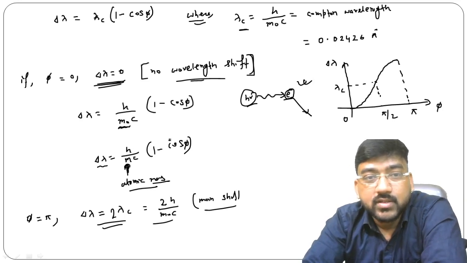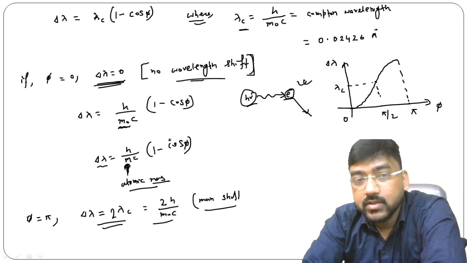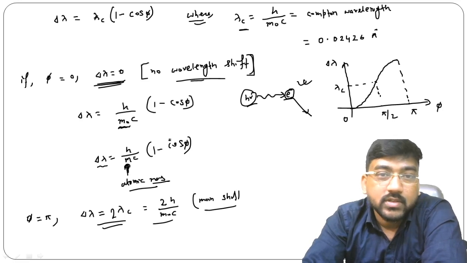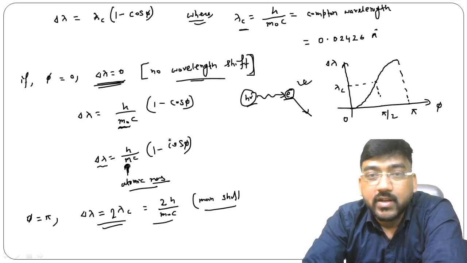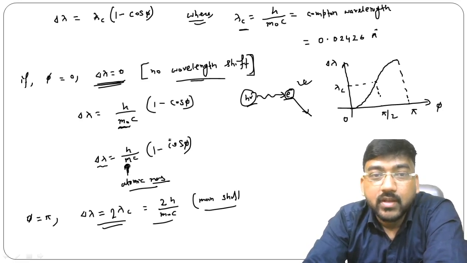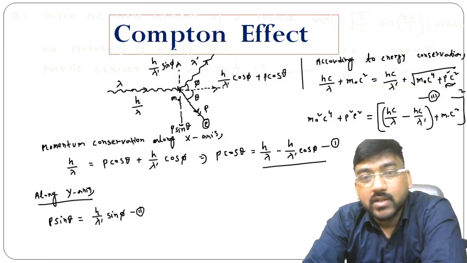In the next class, I will discuss further about the Compton effect, that is the kinetic energy of the recoil electron and the relation between the kinetic energy of the recoil electron and the photon. And the relation between the scattering angle and the recoil angle we'll discuss later in the next class.